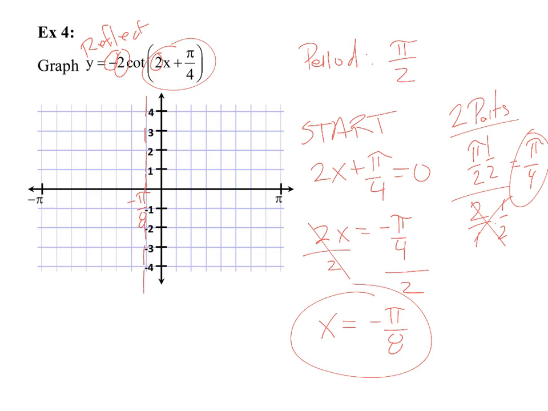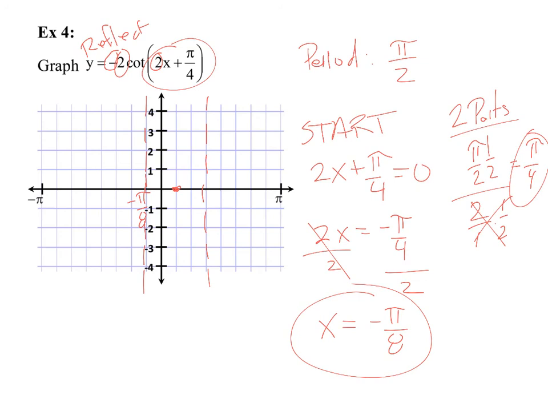And then from there I move to the right, pi over 4. Now pi over 4 is equivalent to 2 pi over 8. So I move 2 eighths, takes me right there. I move over 2 eighths again, and it takes me right here. All right, and last step is to graph cotangent.